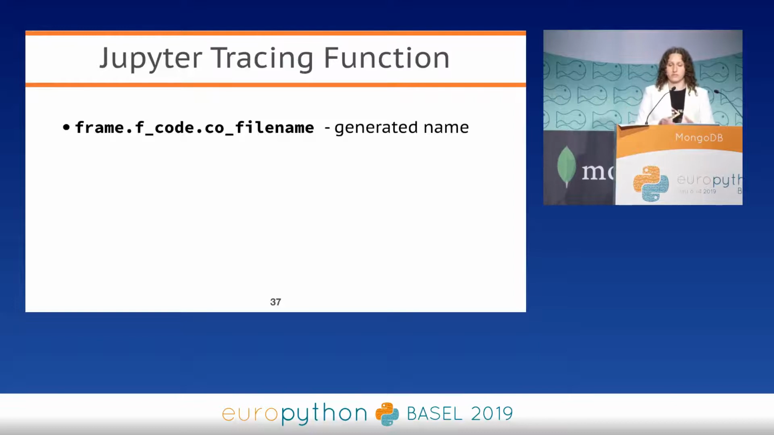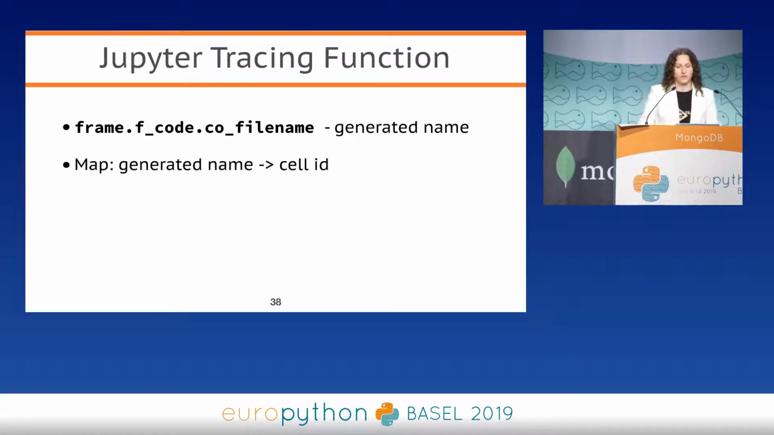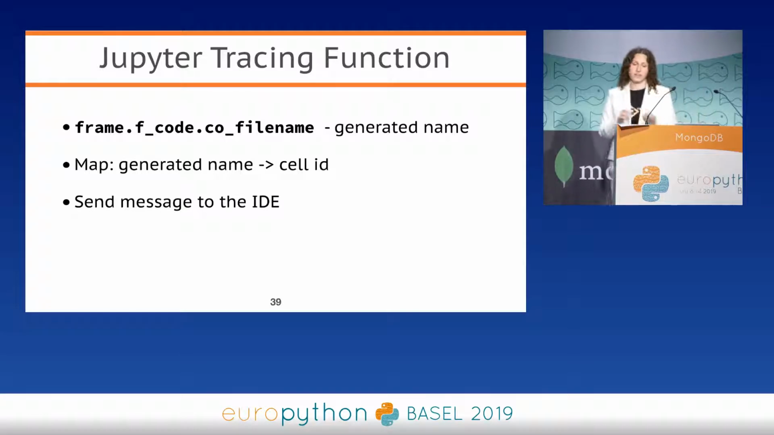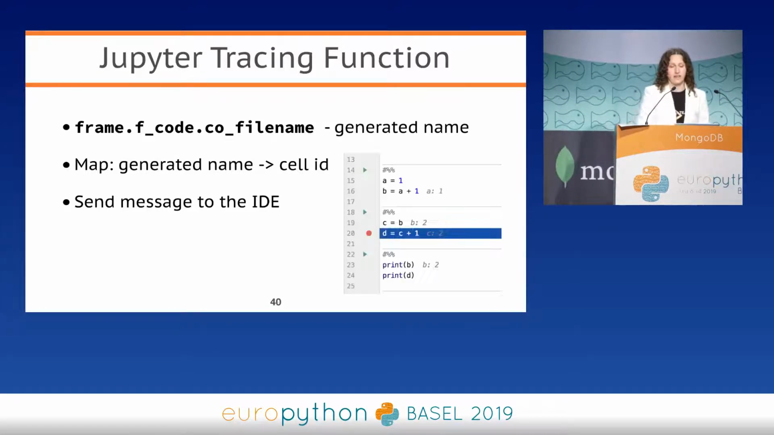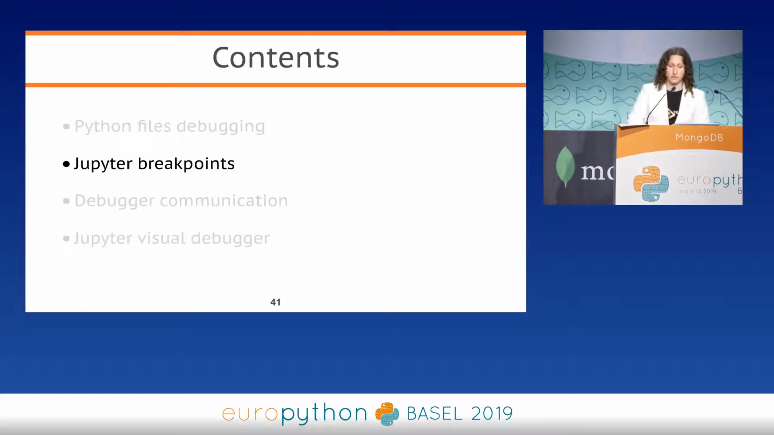And inside our Jupyter tracing function, we can do the following. When execution is suspended inside a code with some generated name, we can map this generated name to the cell identifier, which is stored in our debugger instance, and then send a message to the IDE side. And now this message doesn't contain a generated name, but it contains a cell identifier in the editor. And after that, the IDE can quickly find the cell, its source code in the editor, and highlight the suspended line. That's how Jupyter breakpoints were implemented.